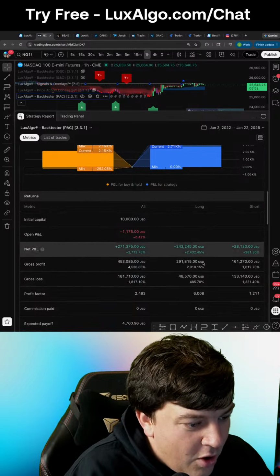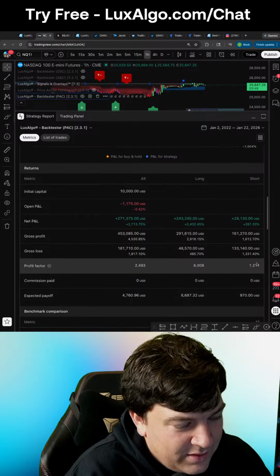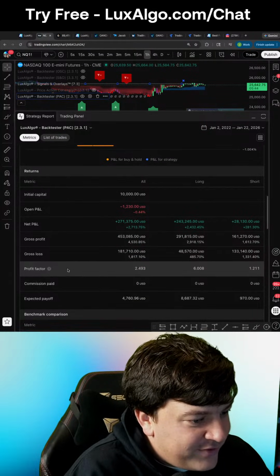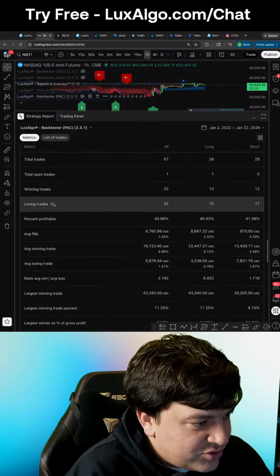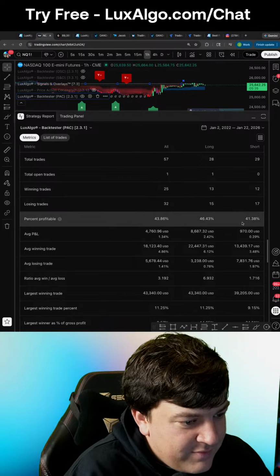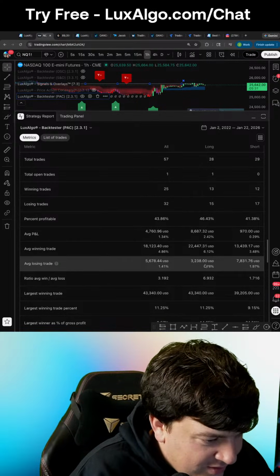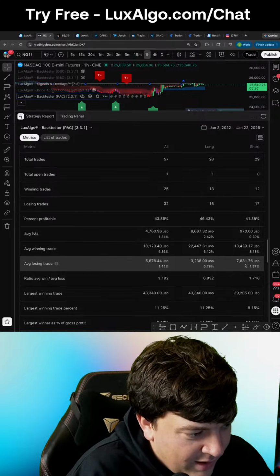So notice the long profit factor versus the short profit factor, right? Much better. Average long profit. Now we can go down to trade analysis. Winning trades for longs 13, 12, 15, 7% profitable. Average winning trade 22K. Average losing here is more than double, right?